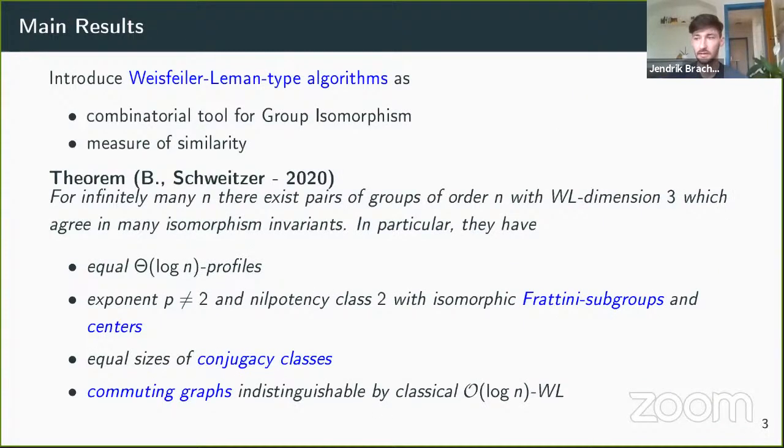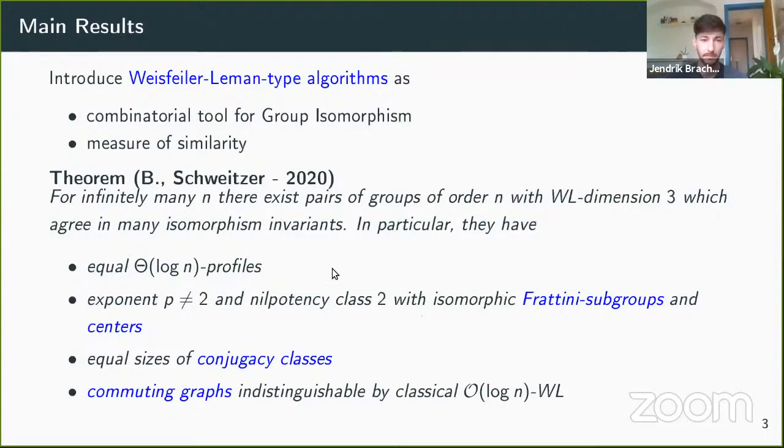A bit more formally, our main results are, first of all, to introduce Weisfeiler-Leman algorithms for groups. We look at a spectrum of possible definitions here because it's not completely clear how to define these things in the details. But we then show that asymptotically, it doesn't really matter what you do. So we develop a robust notion of Weisfeiler-Leman dimensionality. And using the CFI construction, we construct an infinite family of pairs of groups, to be precise, which have Weisfeiler-Leman dimension 3, but look very similar in terms of traditional invariants.